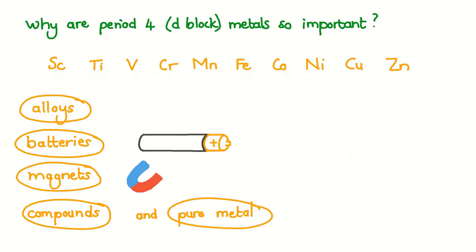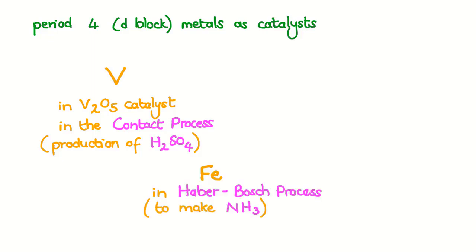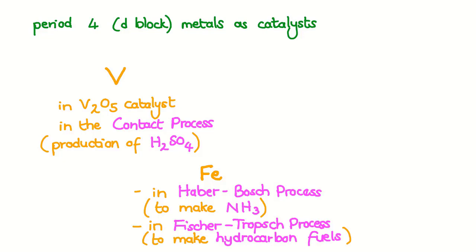Many of these metals have industrially important uses in compounds and as pure metals. Let's look at some specific examples of where these metals are used in catalysts, alloys, batteries, magnets, compounds, and as pure metals. Vanadium is used in the V2O5 catalyst in the contact process, which produces sulfuric acid. Iron is used as a pure metal in the Haber-Bosch process, which generates gaseous ammonia. Iron is also used in the Fischer-Tropsch process. In this process, liquid hydrocarbon fuels are produced from carbon monoxide and hydrogen.